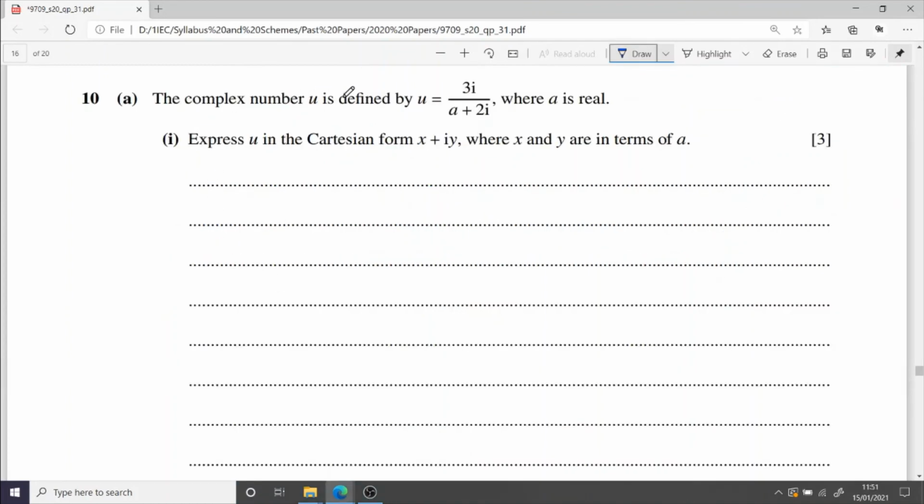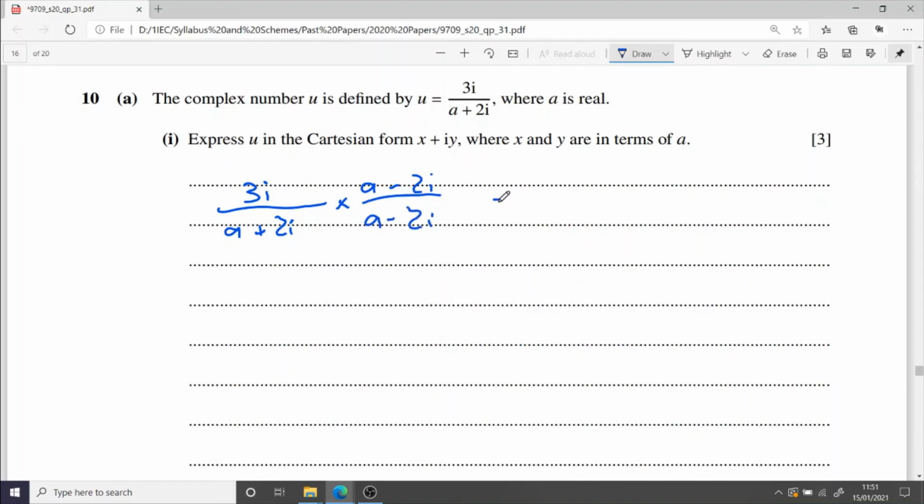Question 10 wants us to find this complex number in a Cartesian form. This basically means just to split up the real and imaginary components. Students often don't like these questions, but actually once you learn a few basic tricks, they're not too difficult. And for this one, the trick is to multiply by the complex conjugate of the denominator. So we're going to start with our 3i over a plus 2i and multiply top and bottom by the complex conjugate. So a minus 2i.